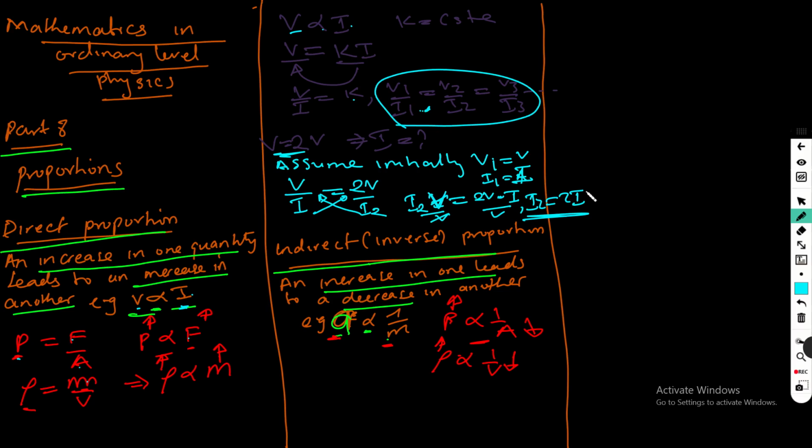Now, if you talk about indirect proportion, what do you mean? The main thing is that an increase in one leads to a decrease in the other, and you write it like A is 1 over that value.